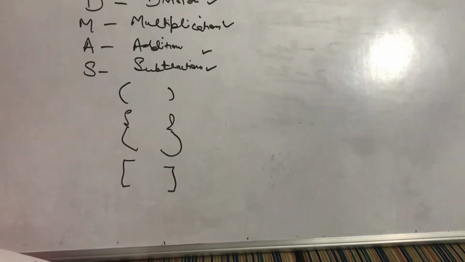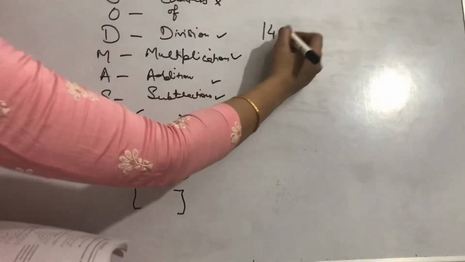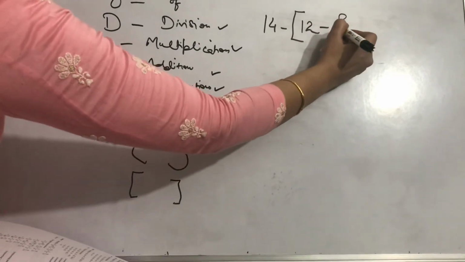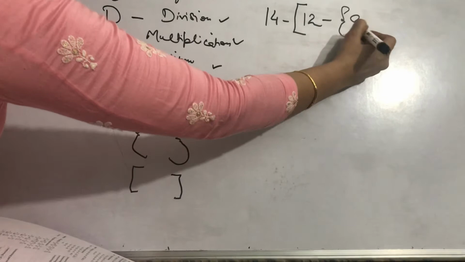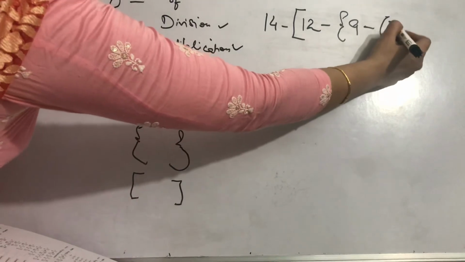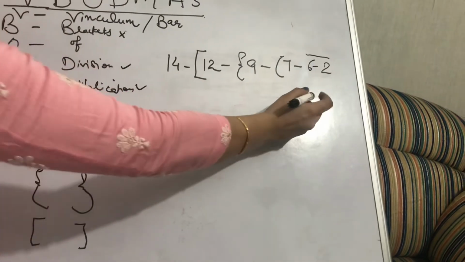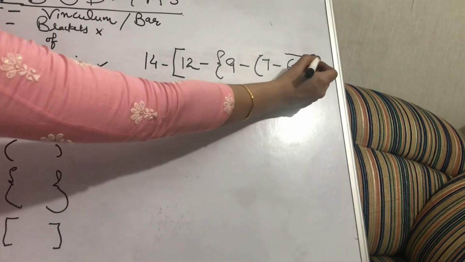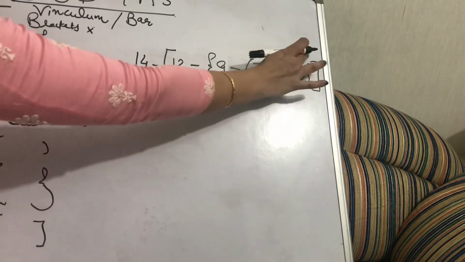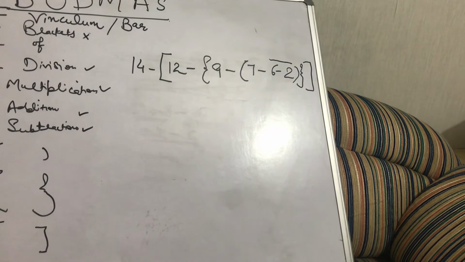For example, the question is 14 minus square bracket 12 minus curly brackets or braces 9 minus round bracket 7 minus 6 minus 2, this is bar, then round bracket close, curly bracket close and square bracket close. Now in V BODMAS we have to follow these rules.